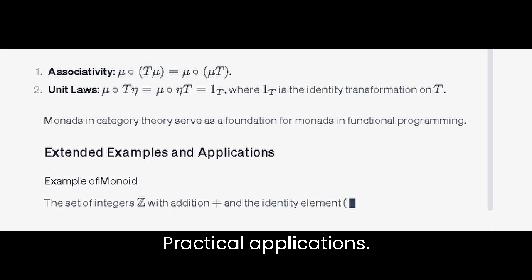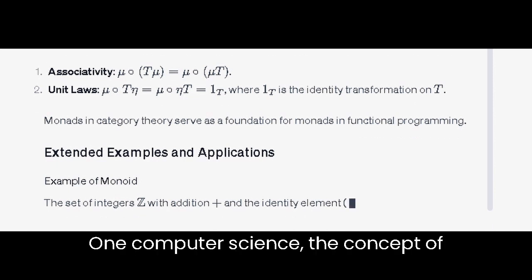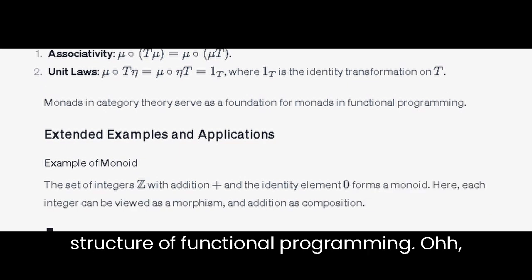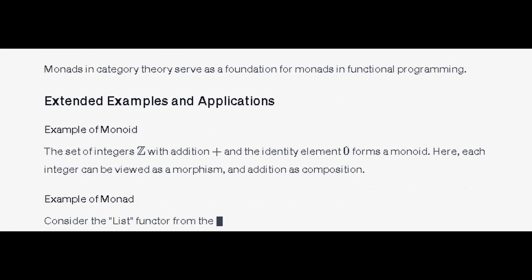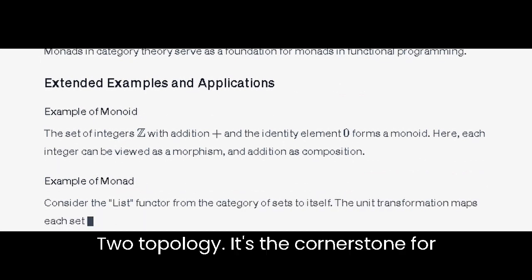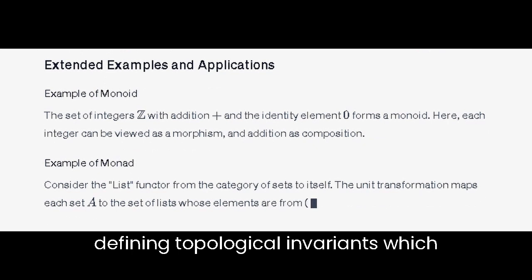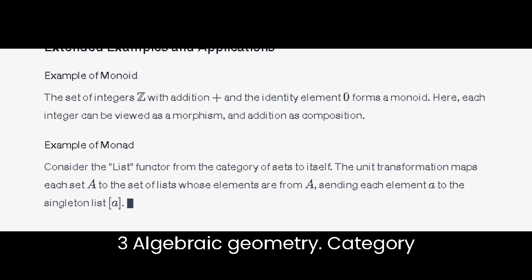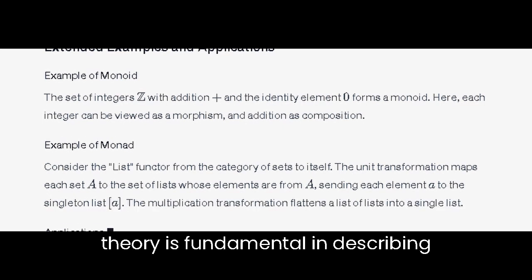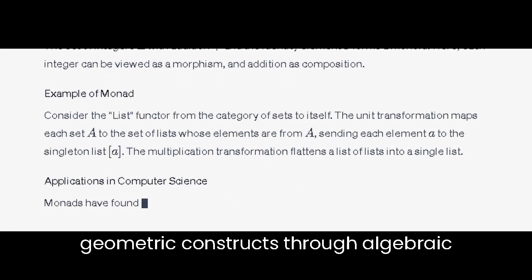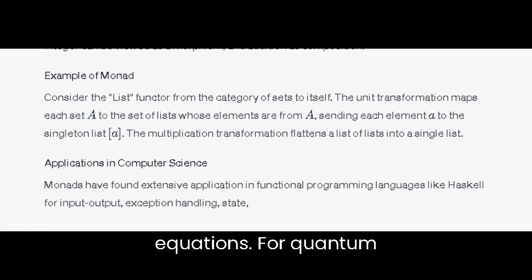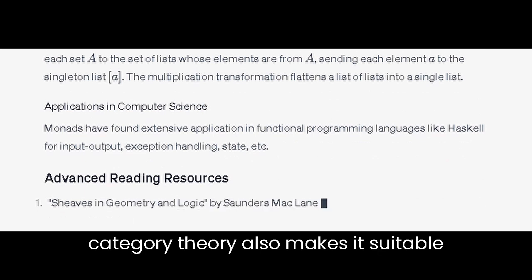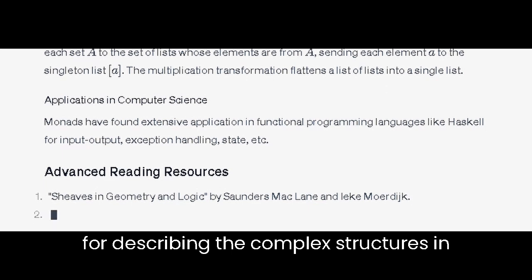Practical applications. 1. Computer science, the concept of types in programming languages and the structure of functional programming owe a lot to category theory. 2. Topology, it's the cornerstone for defining topological invariants, which help mathematicians distinguish between different types of space. 3. Algebraic geometry, category theory is fundamental in describing geometric constructs through algebraic equations. 4. Quantum mechanics, the abstract nature of category theory also makes it suitable for describing the complex structures in quantum mechanics.